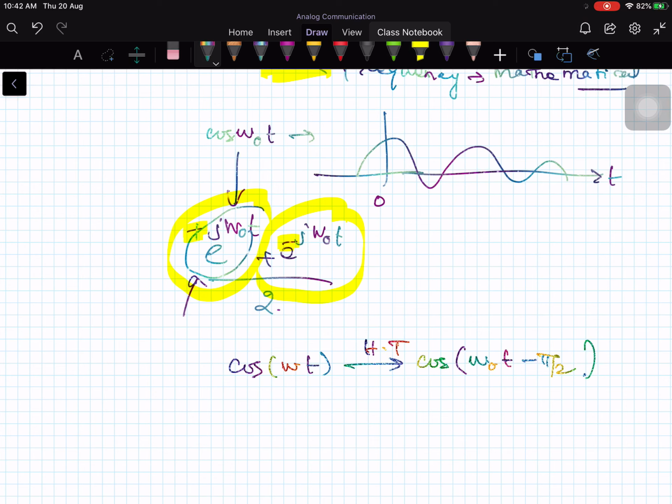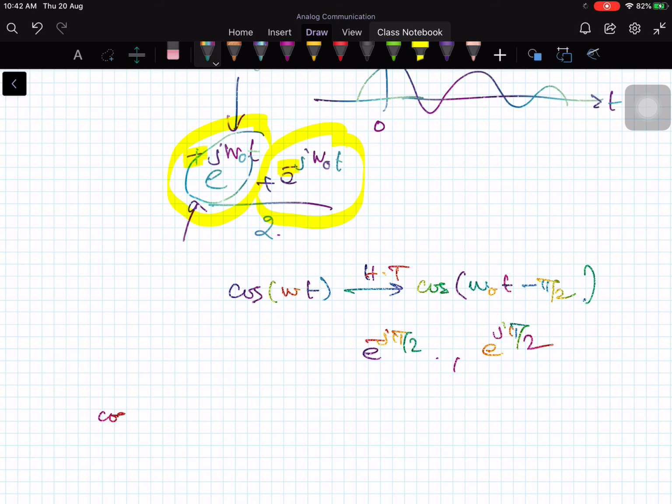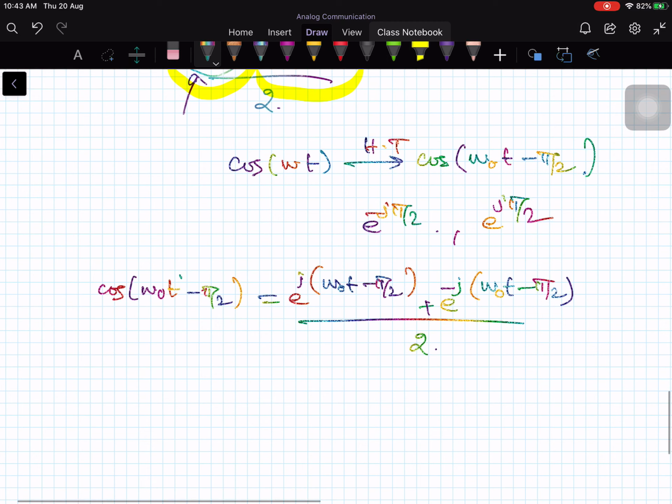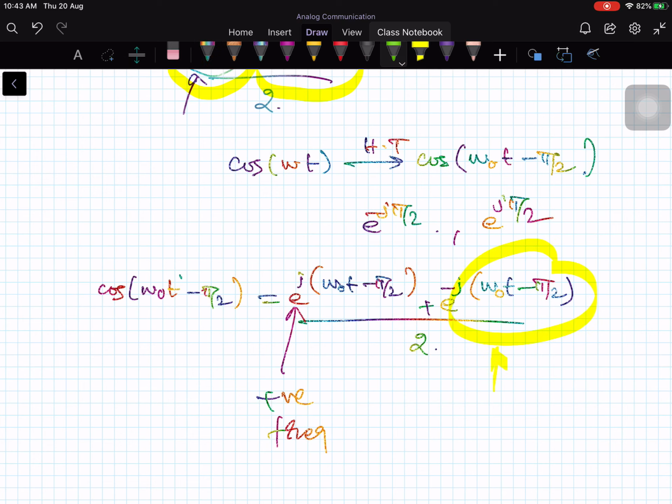Okay, so in the positive frequencies, it will become e to the minus j pi by 2. In the negative frequency, it will become e to the j pi by 2. Okay, so let's say cos of omega naught t minus pi by 2. This is e to the j (omega naught t minus pi by 2) plus e to the minus j (omega naught t minus pi by 2), whole divided by 2. And this is positive frequency and this one is negative frequency.